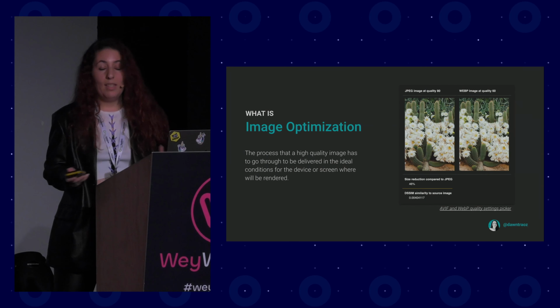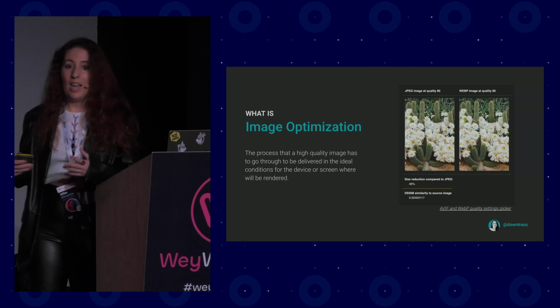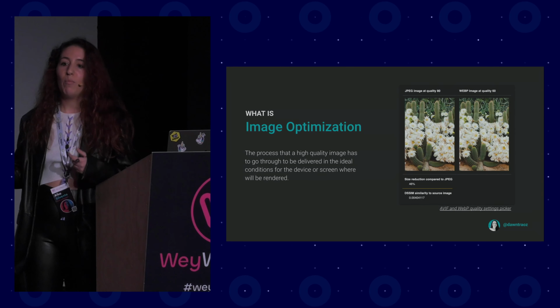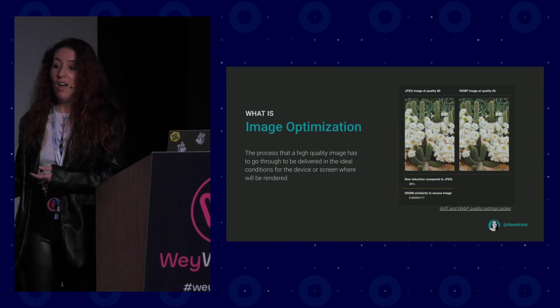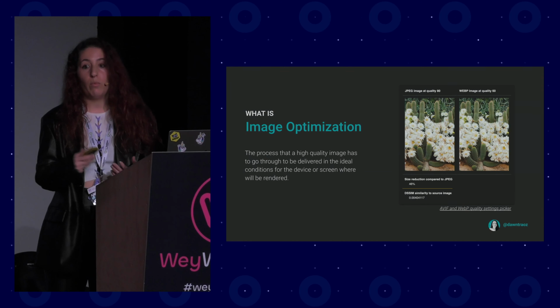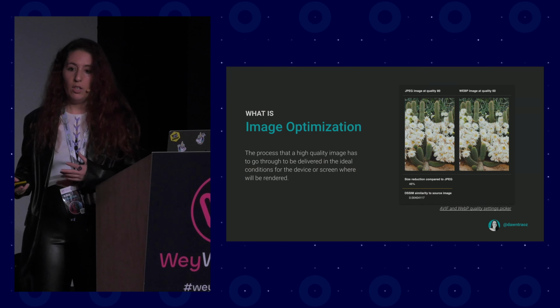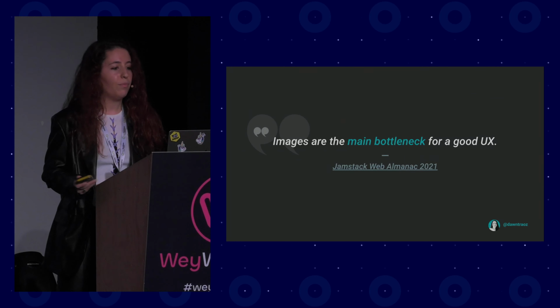And while optimizing images is really important in any website, in Jamstack it's even more paramount because the idea of Jamstack is to improve web performance. But if we don't have proper images, our performance will be bad again. So the idea is that we need to combine image optimization with the Jamstack architecture.